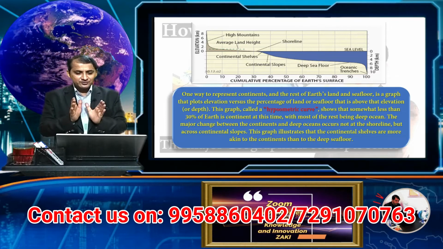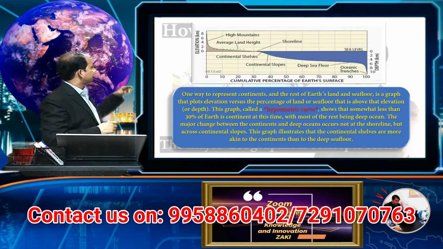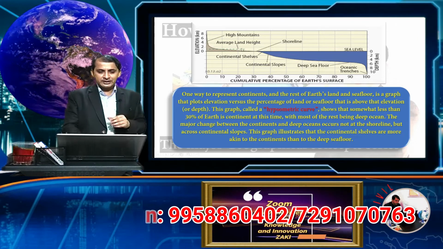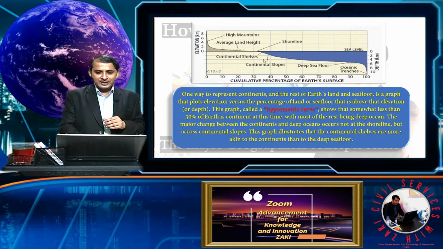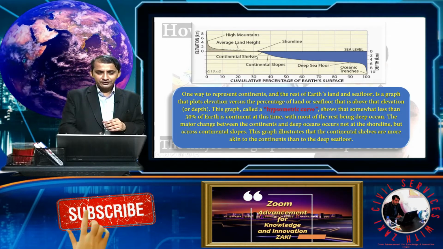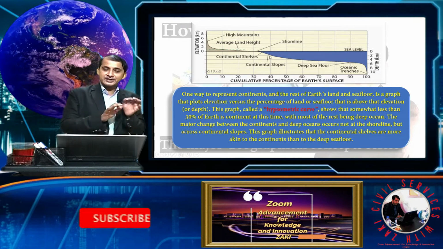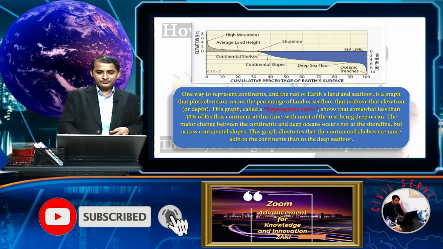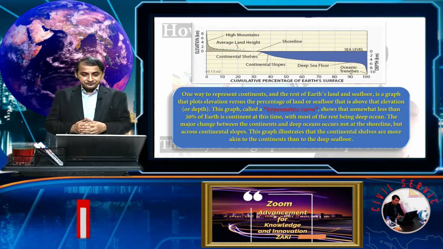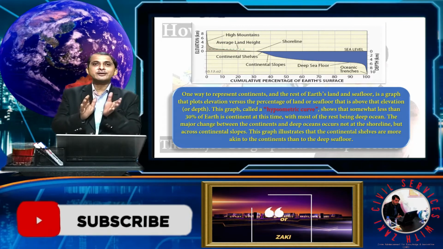So the major changes between the continent and the deep oceans occur not on the shoreline. If you see the major changes, it is not here in the landmass, but the major changes happen from here, from the continental slope, and finally go to the deep ocean trenches. So the major changes between the continents and ocean do not occur at the shorelines.